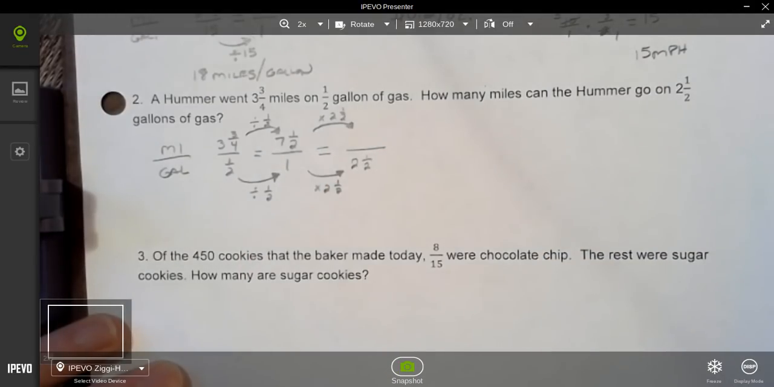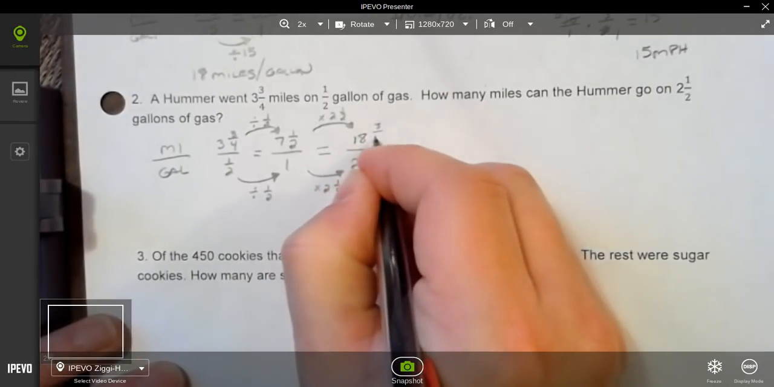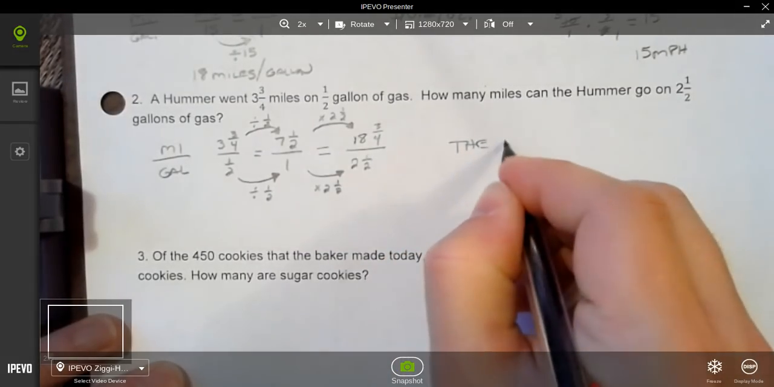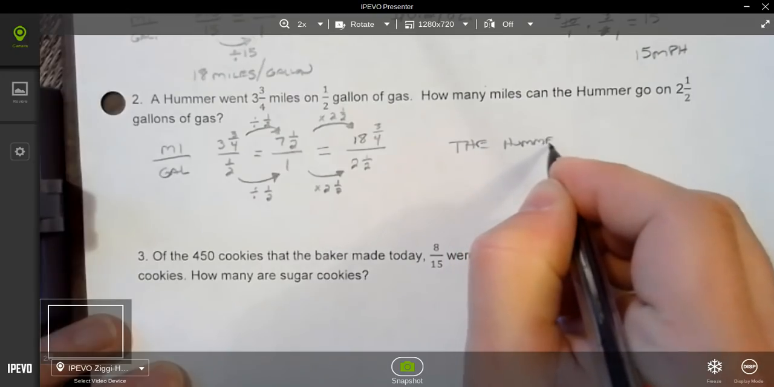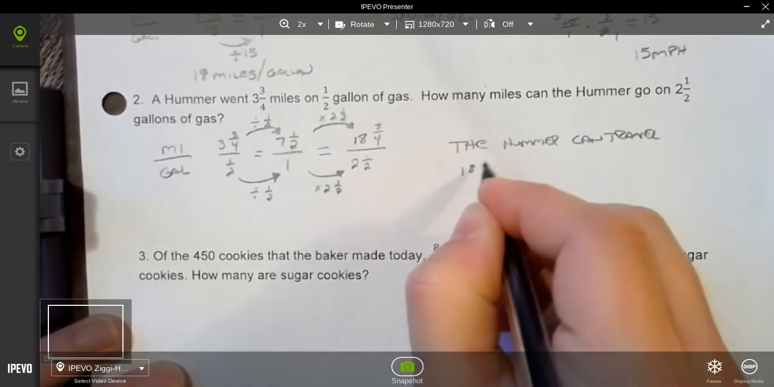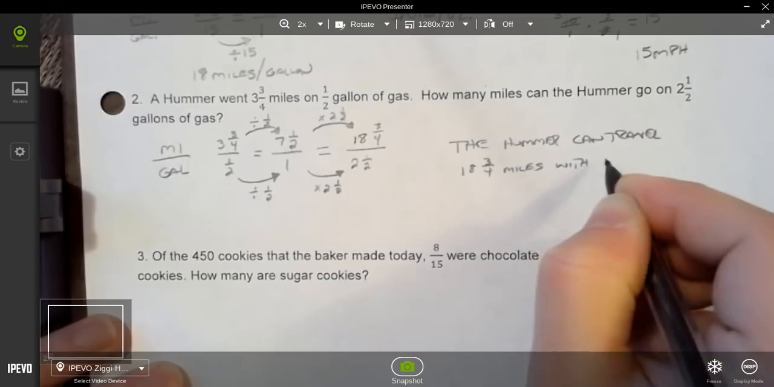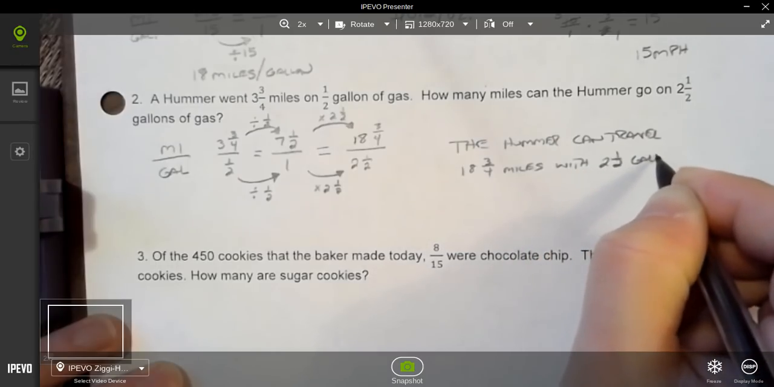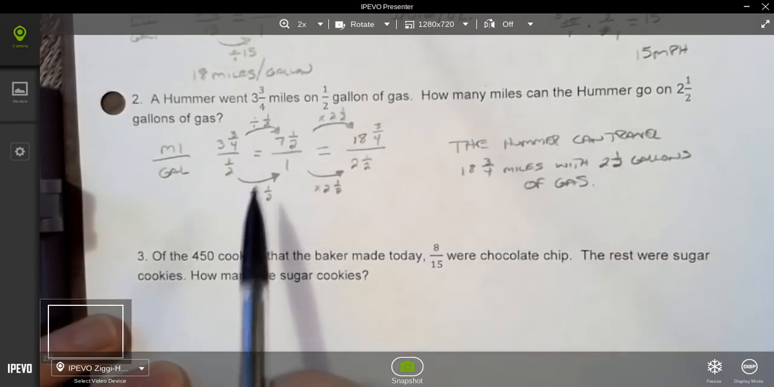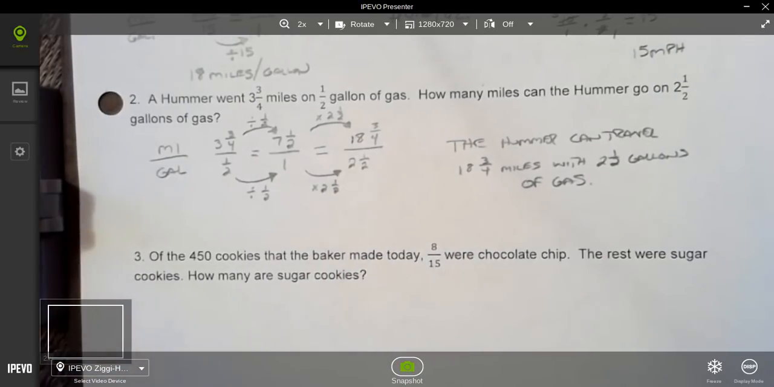And when we multiply 7.5 by 2.5, we end up with 18 3/4. And so this means, if we write out our little sentence here, that the Hummer can travel 18 3/4 miles with 2.5 gallons of gas. And so this is a nice example where we practice finding the unit rate and then use that to scale ahead to answer our question.